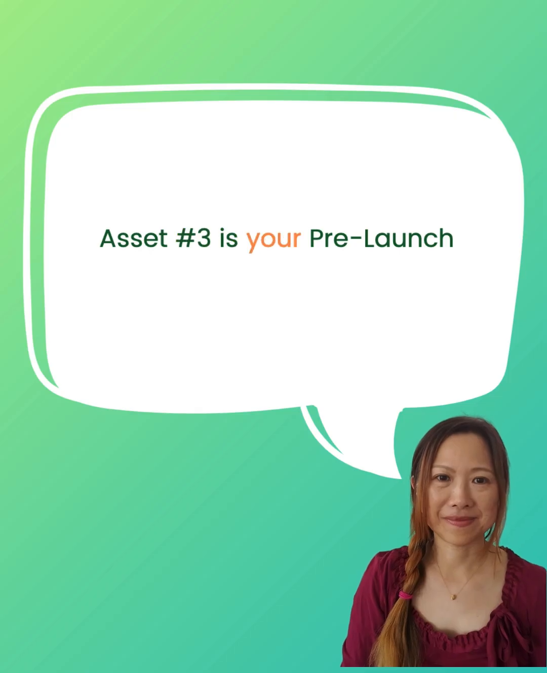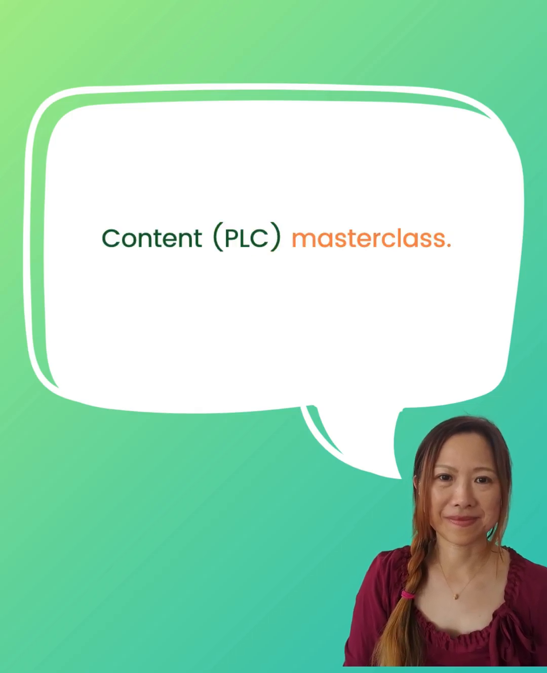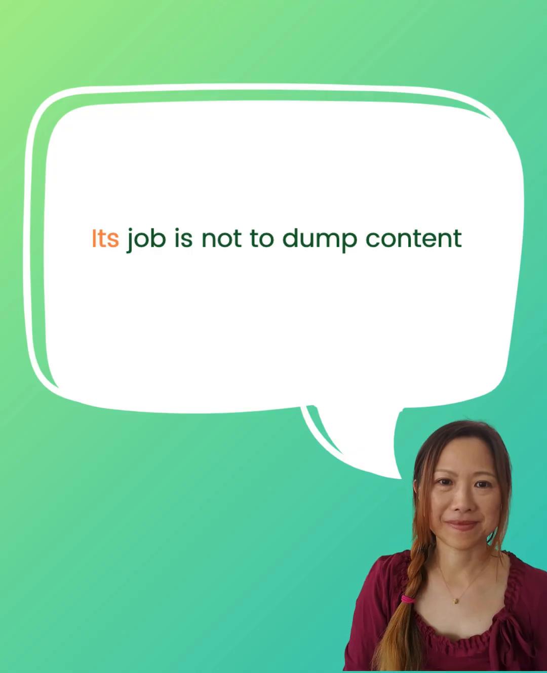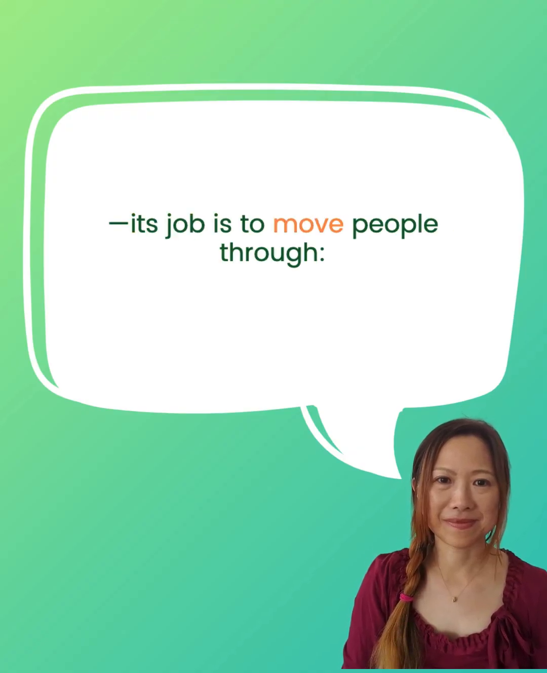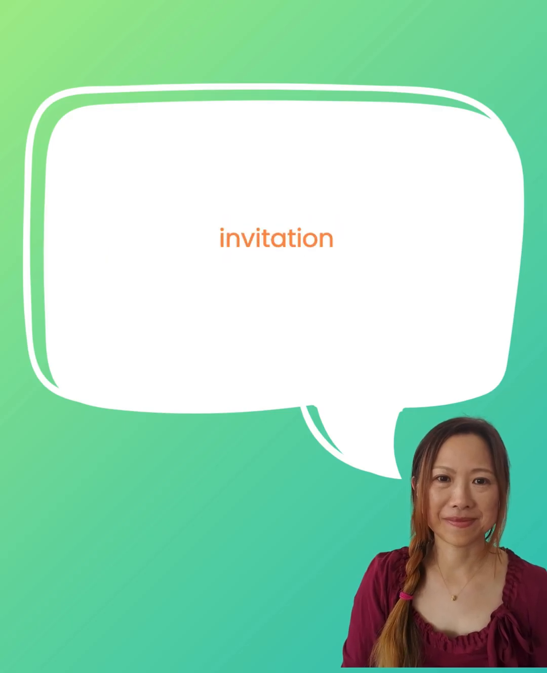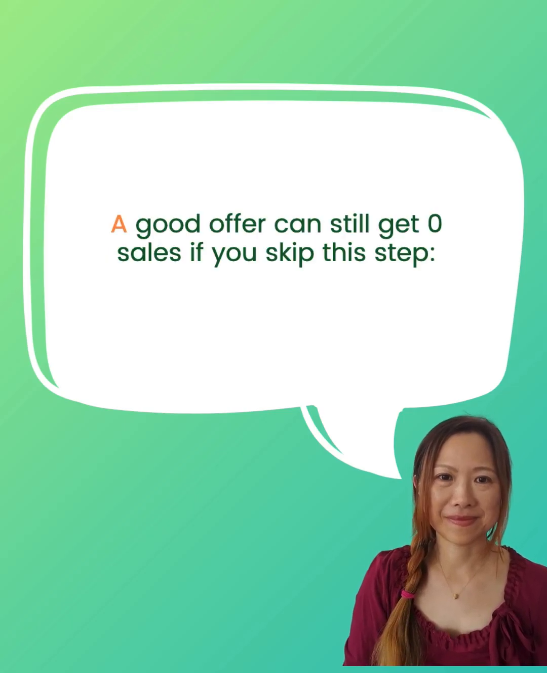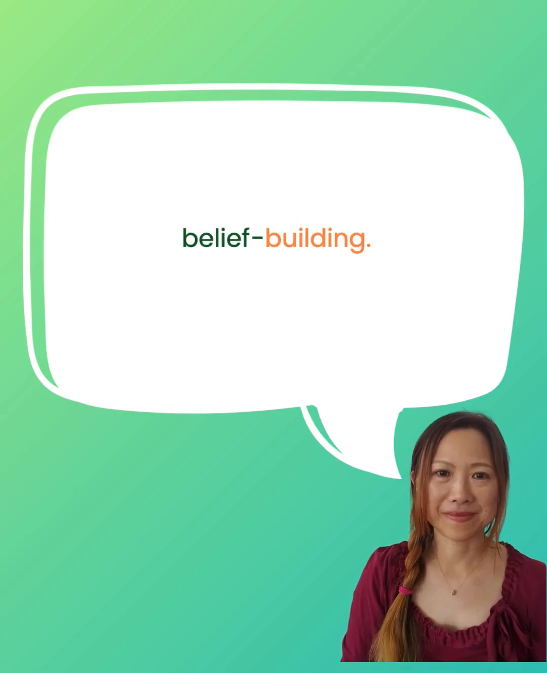Asset number 3 is your pre-launch content, PLC masterclass. Its job is not to dump content. Its job is to move people through clarity, belief, invitation. A good offer can still get 0 sales if you skip this step, belief building.